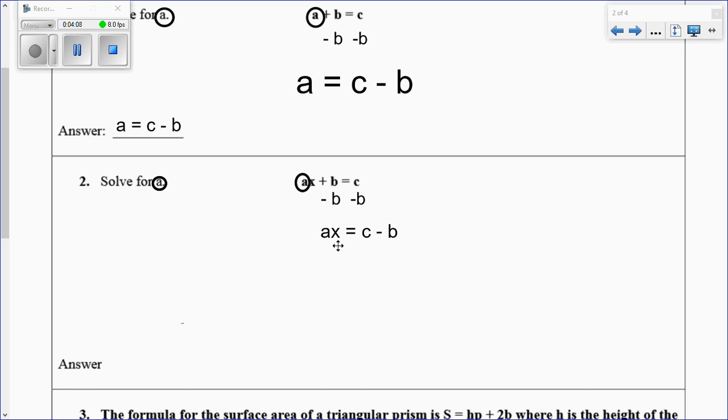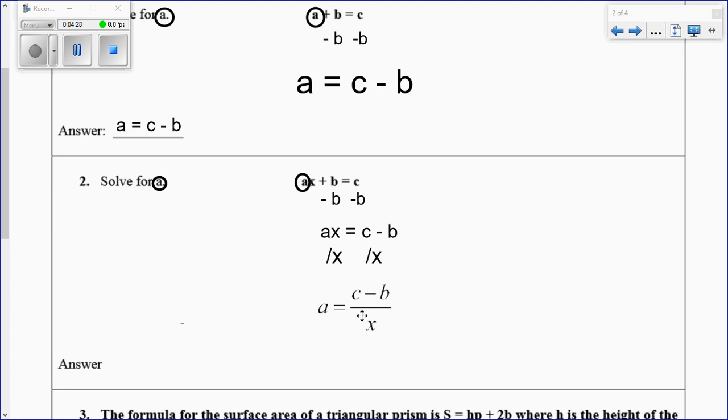Well, we still need to get A by itself. So here we're going to divide everything by X. We're going to divide both sides by X. On this side, the X's cancel out. But here, I'm just going to go ahead and write it as this whole side being divided by X. So it looks like this, that whole side over X. All right, and that's as far as I can go.